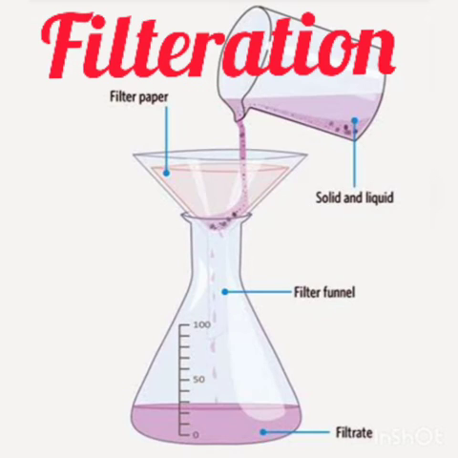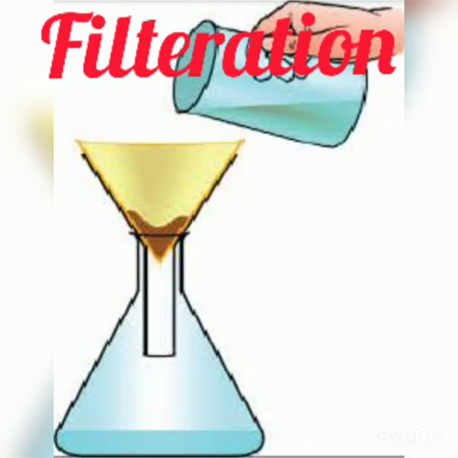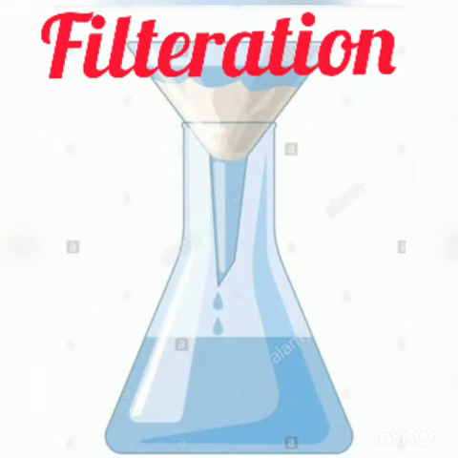Filtration. In this method, the water with impurities is passed through a filter paper. The filter paper works like the sieve that is used to strain tea leaves from the tea. The insoluble impurities are left behind on the filter paper.